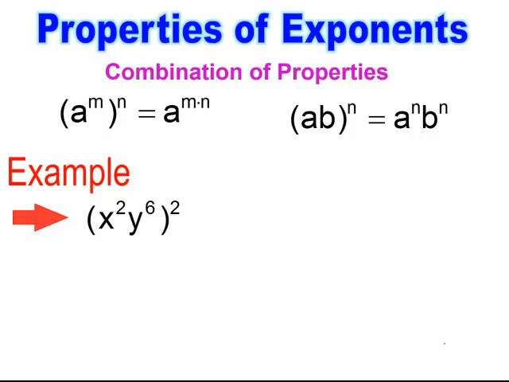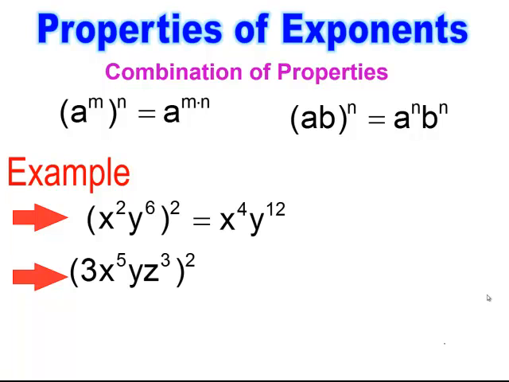So I'm going to take that exponent on the outside, that 2, and I'm going to give it to the x squared and the y to the 6th. And when I do that, I have the power to a power, which means I have to multiply it to the powers inside. So when I simplify here, I'm going to get x to the 4th, y to the 12th.